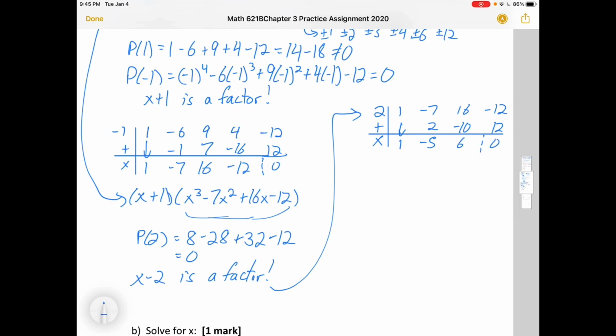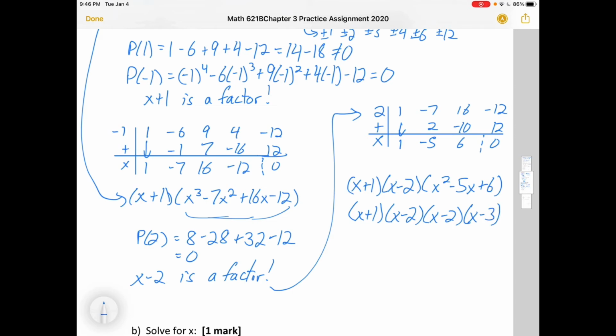So that means that the polynomial is x plus 1 by x minus 2 by x squared minus 5x plus 6. And that quadratic, we can just factor as a quadratic. It's a short trinomial, so what adds to negative 5 multiplies to 6, negative 2 and negative 3. Great. And because it contains a doubled root, we should write it this way. x minus 2 all squared by x minus 3.